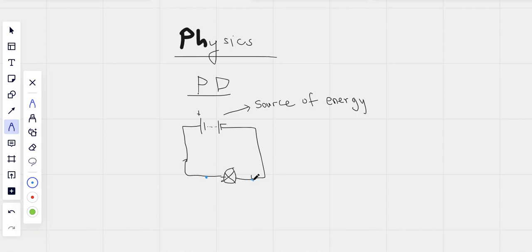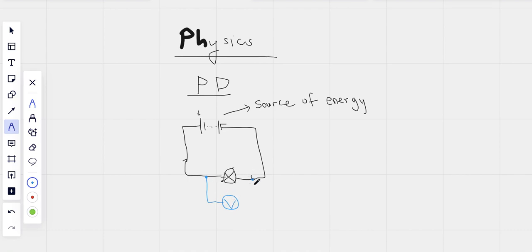These are two terminals where you tie your wires. You must make it parallel. You must make the voltmeter parallel to the component, to whatever component you are measuring. So it's different from the ammeter. In the case of the ammeter, we make it series.